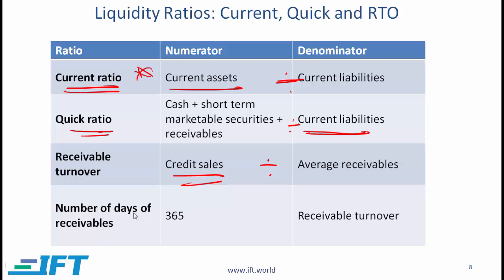The number of days of receivables is a measure of how many days on average it is taking to collect receivables, and that is given by 365 divided by receivables turnover.